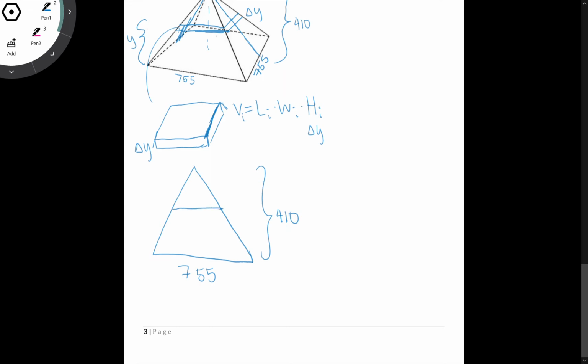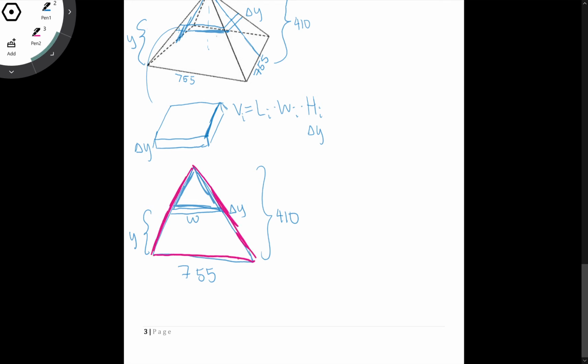My slice is just going to look like a little strip that goes across. There's delta y. And I know that the height of my slice is y. So I need to get, I'm going to call it w, the width of the slice, as a function of y. So this is another similar triangles problem. Here's my little triangle, and here's my big triangle.